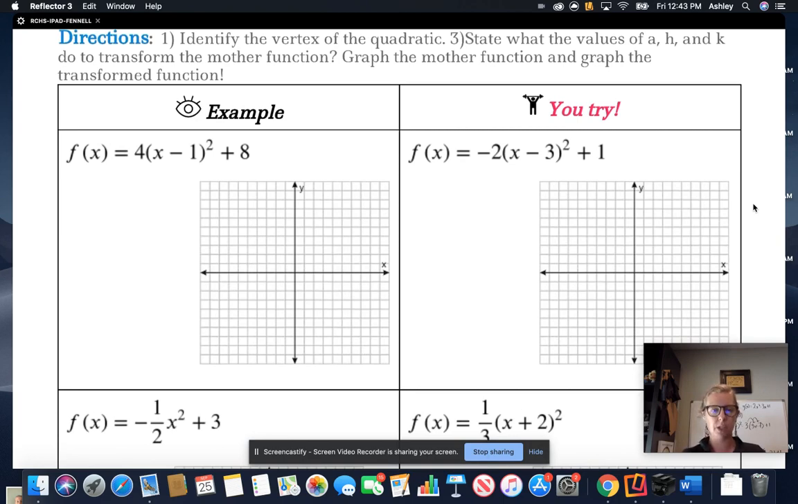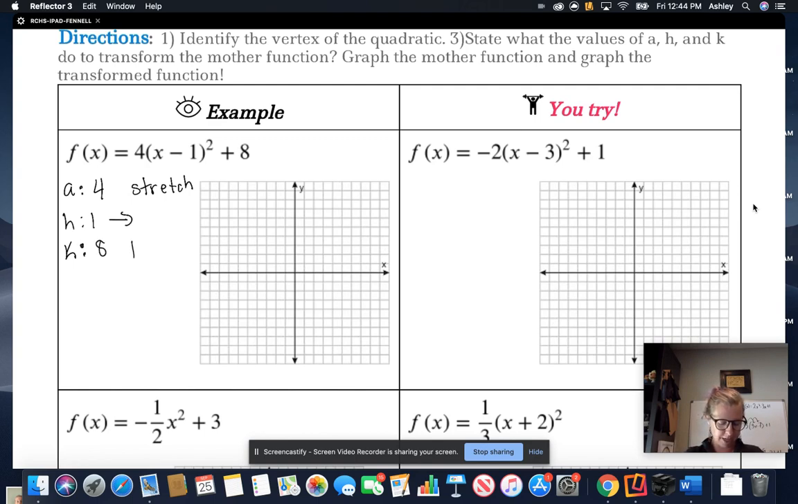Okay, so the first thing I want to do here is identify a, h, and k and what they do. So a in this case is 4. It's going to stretch my function. So every output is going to be times 4. We're going to stretch it, make it a lot taller. h is going to be a +1 because I can still see that subtraction sign. So that means my actual h value is positive. So we're going to go right 1. So this is going to shift me right 1.